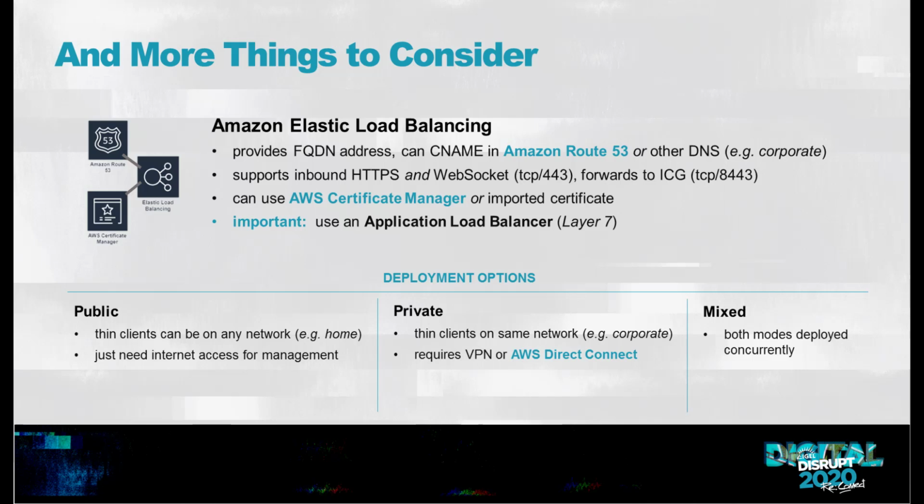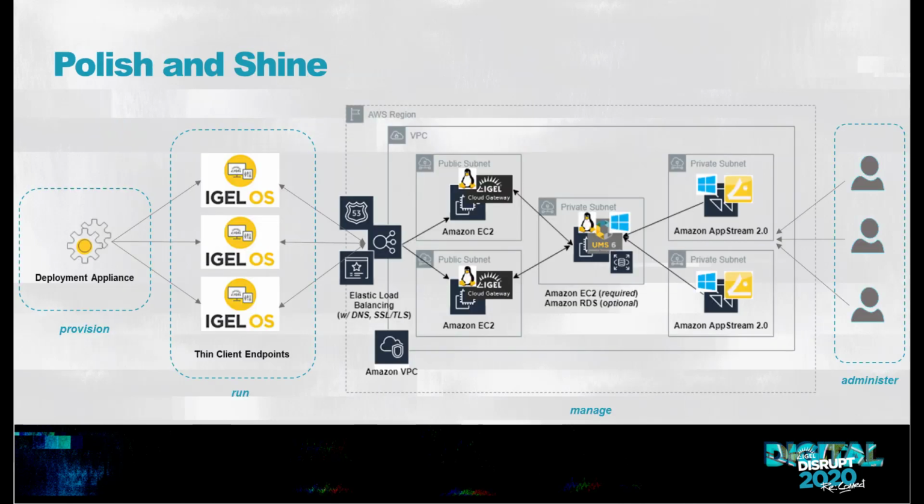And as mentioned earlier, you can provision your load balancer as a public endpoint to support thin clients from any network, privately for internal or corporate networks, or both to support scenarios where users work in a corporate office but also work from home with IGEL thin clients. Layering these additional considerations onto our visual roadmap, we now have a more refined vision of how IGEL fits into AWS.